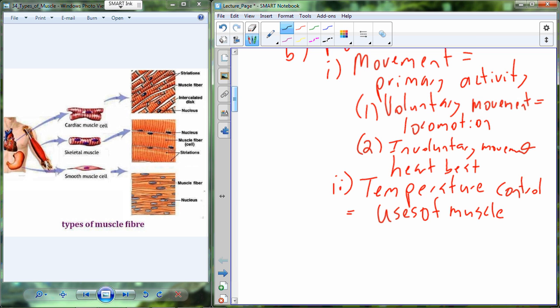Whenever you use muscle, in order for those muscles to work, you need to utilize chemical reactions. Chemical reactions are never perfect, which means that the chemical reaction is not always translated into the mechanics of movement in this case. There's going to be some heat that's actually released.